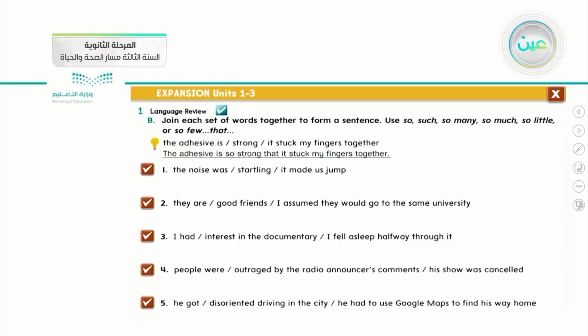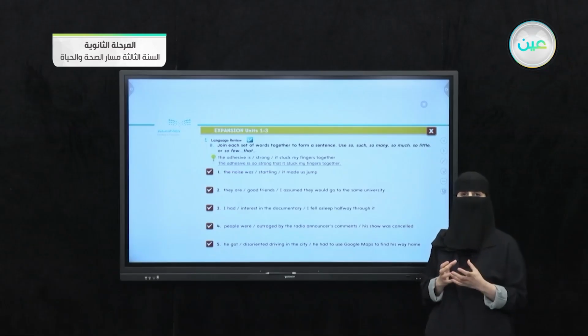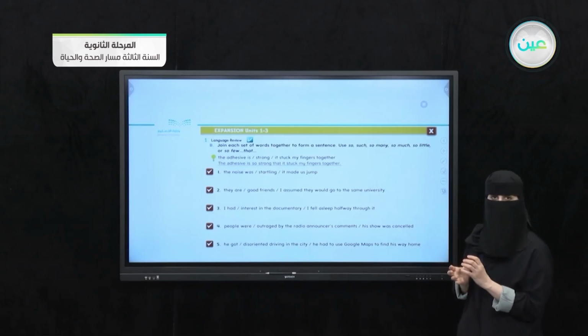Join each set of words together to form a sentence. Use so, such, so many, so much, so little, and so few, and the conjunction that. How can I use this expression to connect these two words and make a meaningful sentence?